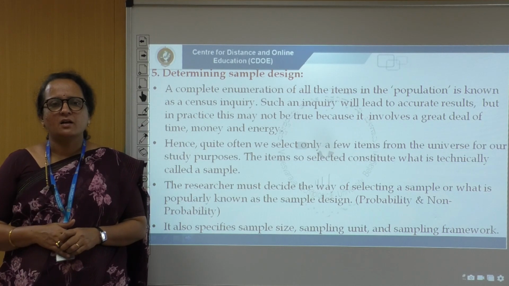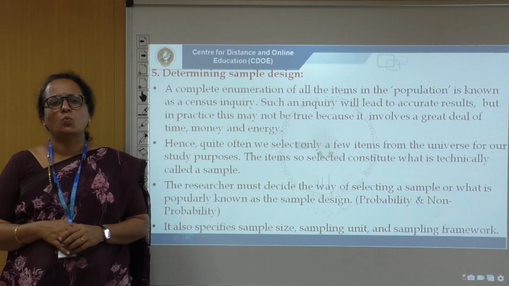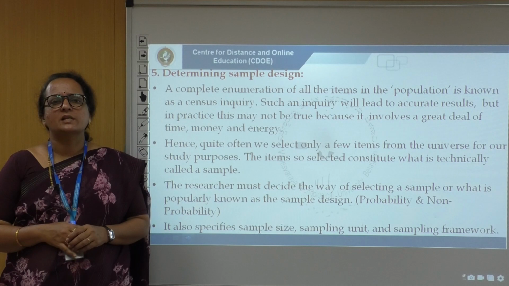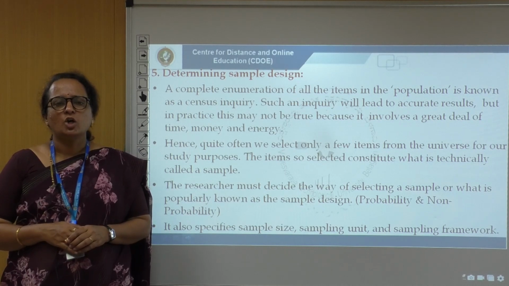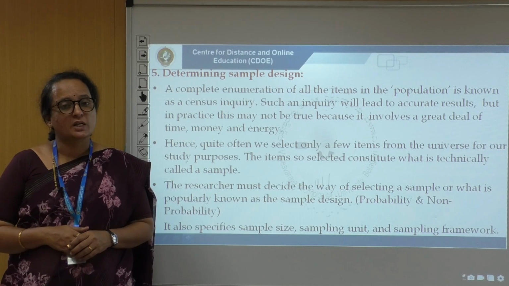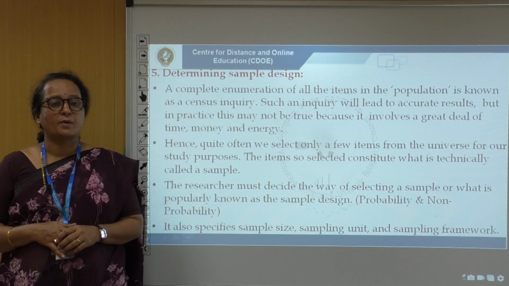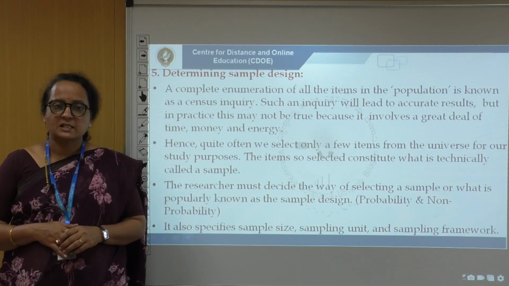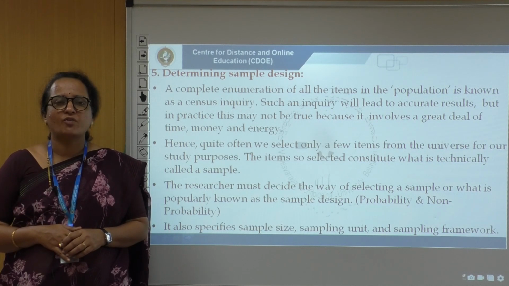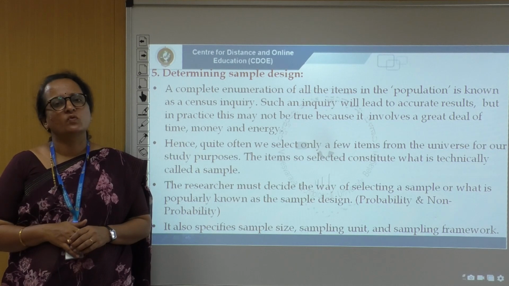The researcher must decide the way of selecting the sample. When we talk about sampling, many things will be described in the sample design. One is which method we are using for selecting the sample. There are two methods. One is the probability sampling method and the other is the non-probability sampling method. Of course, in the sampling chapter we will discuss in detail what is probability, and there are different methods of probability sampling, what is non-probability, and there are different methods of non-probability. So depending upon the nature of the study, depending upon the nature of the problem, objectives of the study, availability of budget, availability of time, the accuracy of results expected, different types of sampling methods will be used.